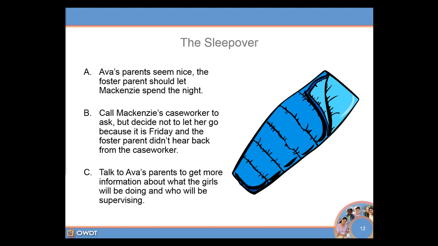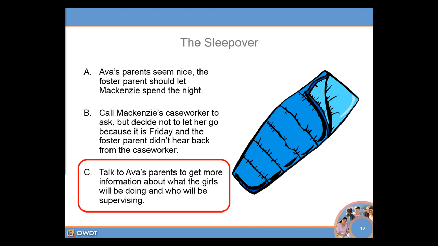A. Ava's parents seem nice. The foster parent should let Mackenzie spend the night. B. Call Mackenzie's caseworker to ask, but decide not to let her go because it's Friday and the foster parent did not hear back from the caseworker. C. Talk to Ava's parents to get more information about what the girls will be doing and who will be supervising. The answer is C.